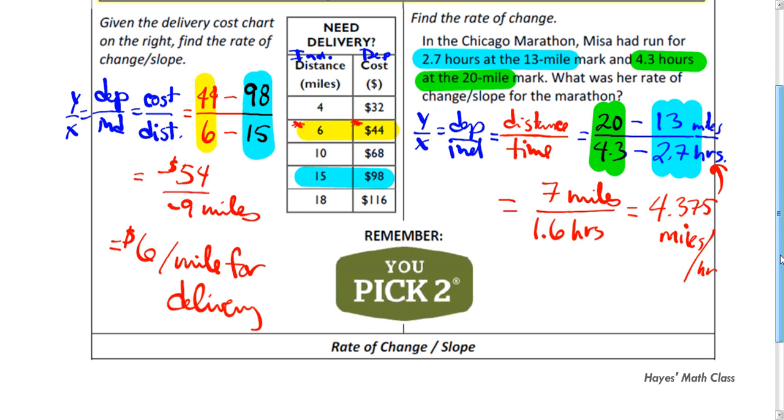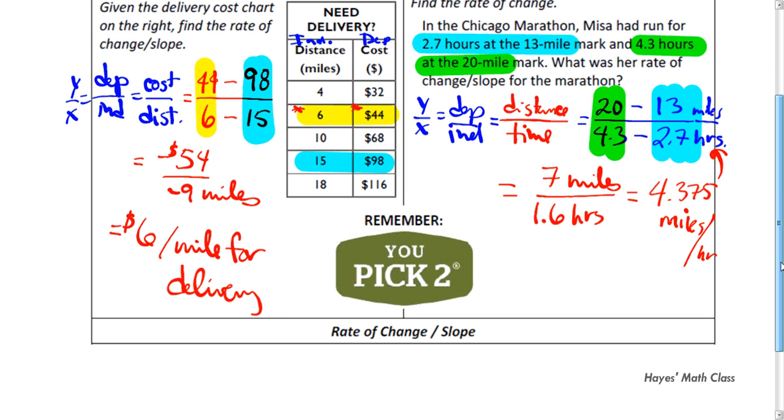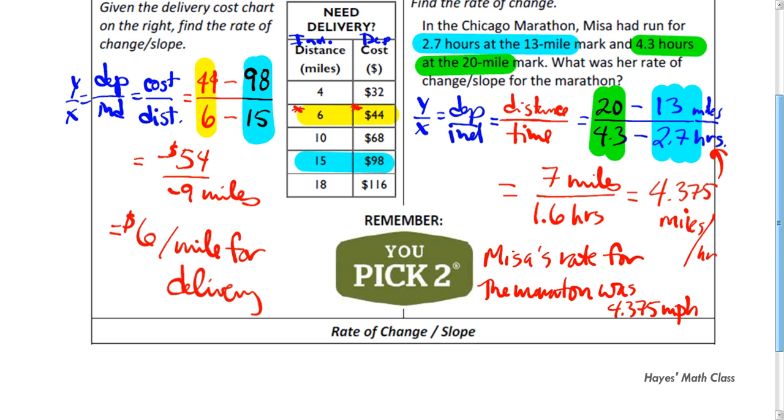And now you should really, especially if you're planning on taking any sort of AP classes, you should get into the habit of writing these out. So it's just that, ooh, there's the answer. So Misa's rate for the marathon was 4.375 miles per hour.